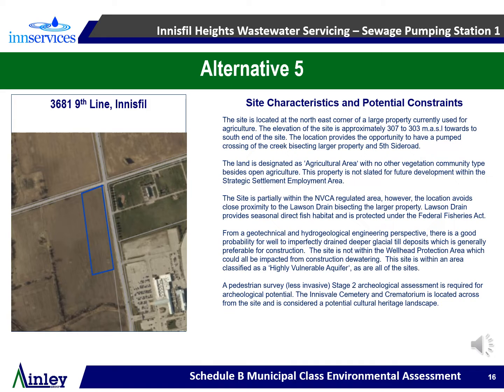Alternative 5, site characteristics and potential constraints. This slide presents site location for Alternative 5 at 3681 on the 9th line. The site characteristics and potential constraints are provided outlining technical, environmental, social, and cultural considerations.